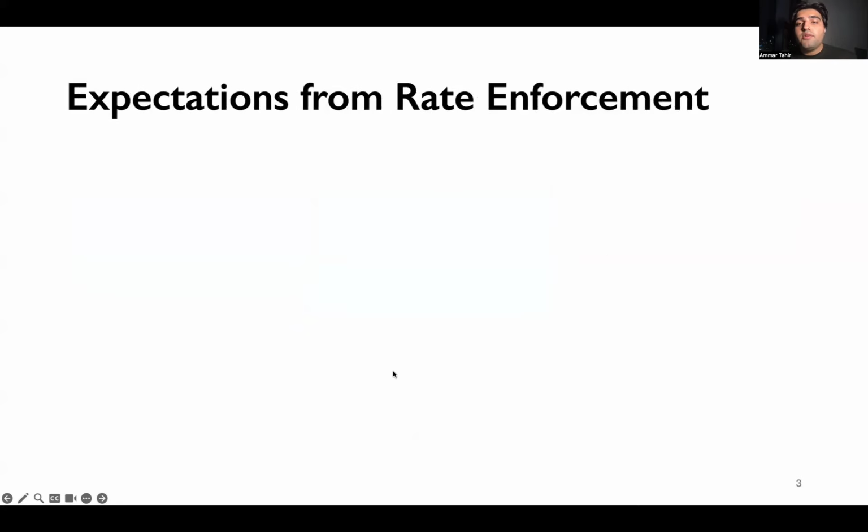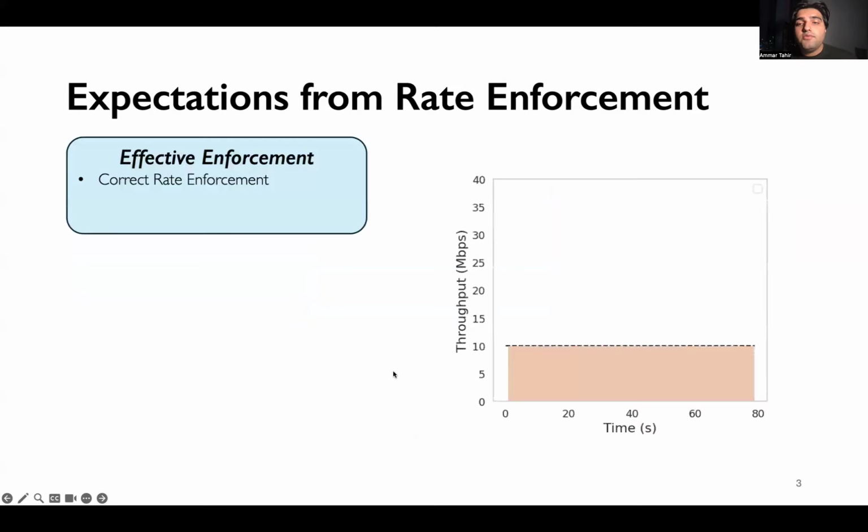Network operators have the following expectations from rate enforcement mechanisms. Firstly, they want rate enforcement to be effective at enforcing the desired rate correctly. Minor deviations on shorter timescales are acceptable as long as the average enforced rate over a longer timescale is correct. However, large bursts, especially orders of magnitude larger than the desired rate, are unacceptable.